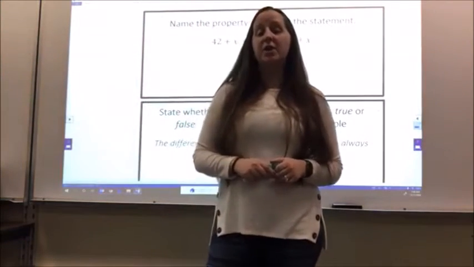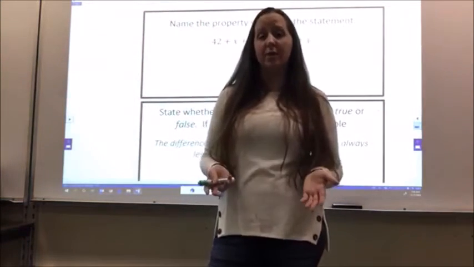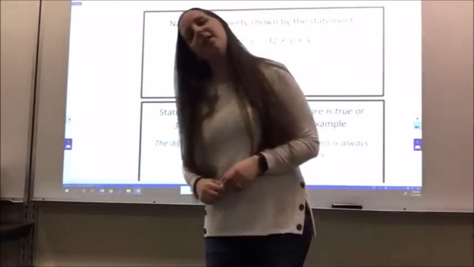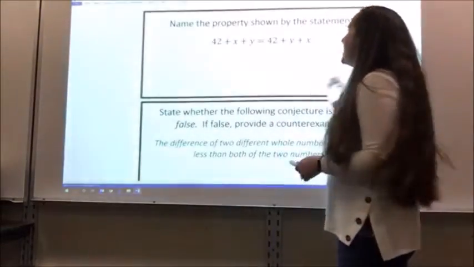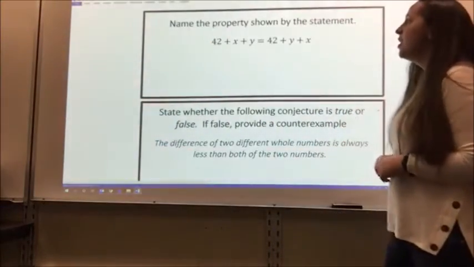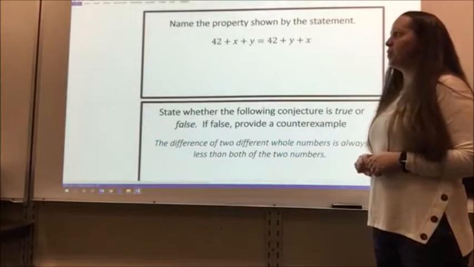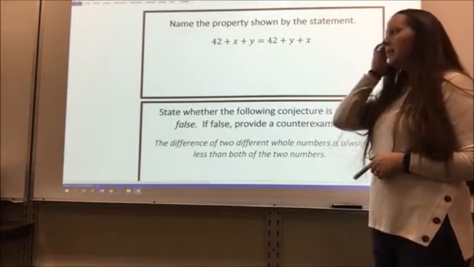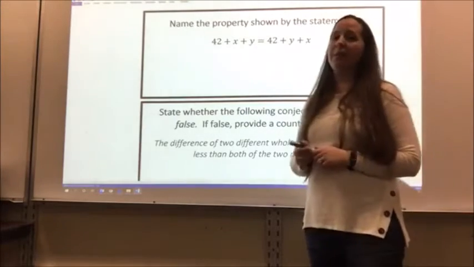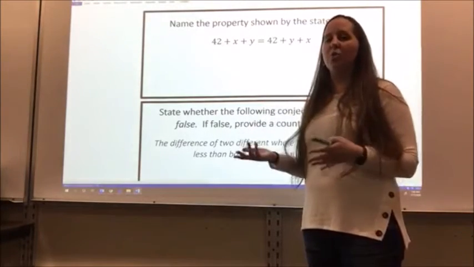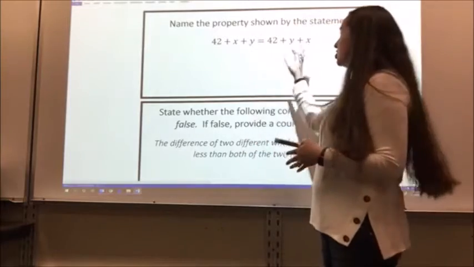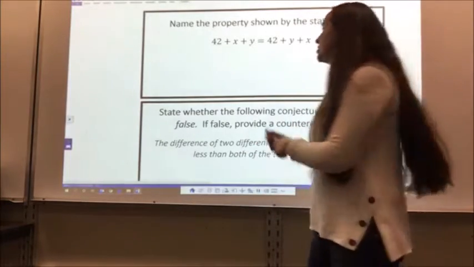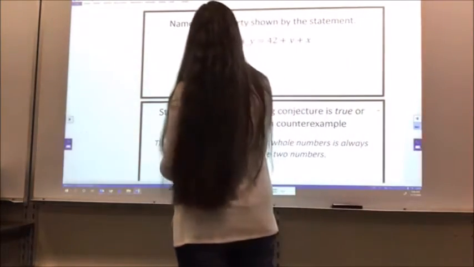All right, now that you've had a chance to try out the try it problems, let's go over the answers together. So the first one I have says, name the property shown by the statement. 42 plus x plus y equals 42 plus y plus x. This is the commutative property because all I did was change the grouping. I didn't actually change the grouping, I just changed the order. So this is commutative property.